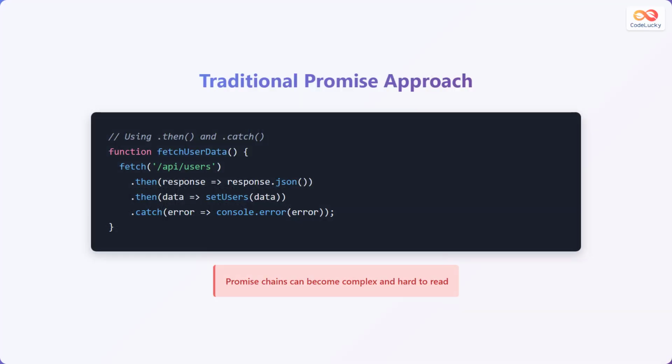Here's how you might fetch user data using traditional promises with the then and catch methods. First, we call the fetch function with the API endpoint. Then, we use then to handle the response, converting it to JSON. Another then processes the JSON data, and finally catch handles any errors. Promise chains like these can quickly become complex and difficult to read, especially when dealing with multiple asynchronous operations.